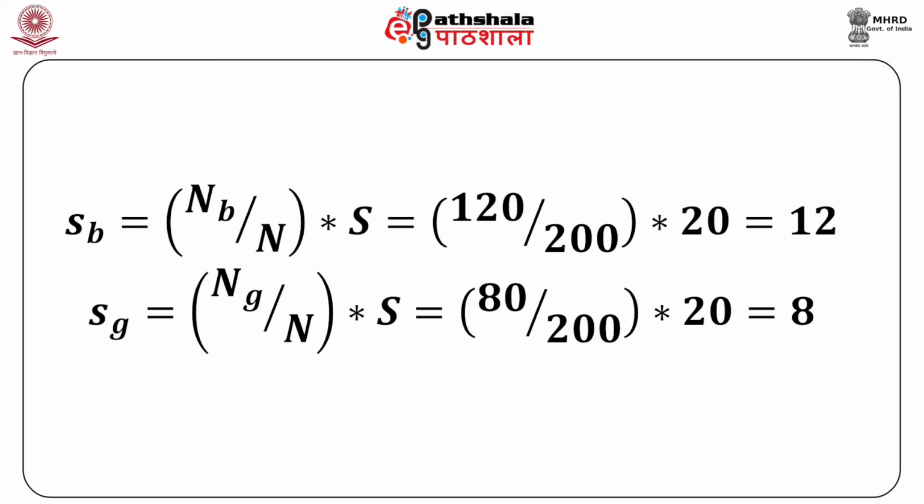Similarly, SG, which is the size of the girls in the sample, should be equal to NG upon N into capital S, and therefore this is equal to 80 upon 200 into 20, which is equal to 8. It therefore means that we should have in our sample of 20, 12 boys and 8 girls. This is also shown with the help of this diagram, or figure 2 of stratified sampling.